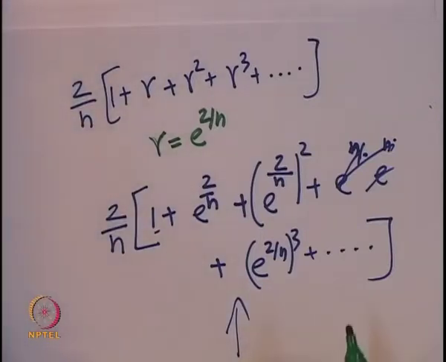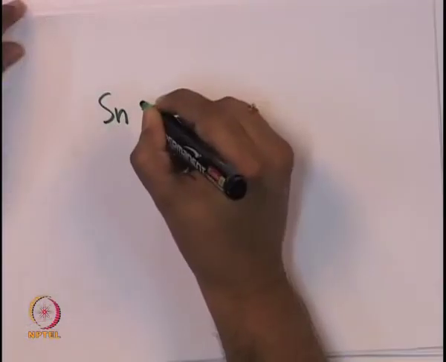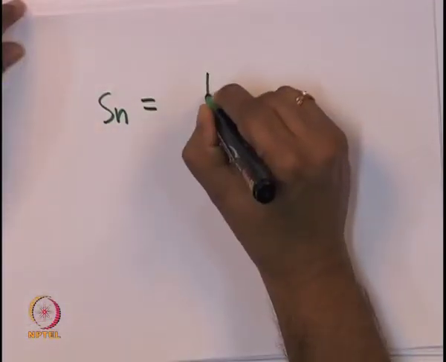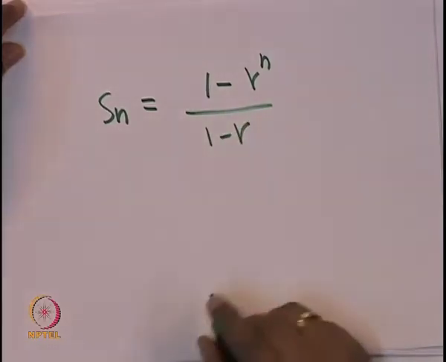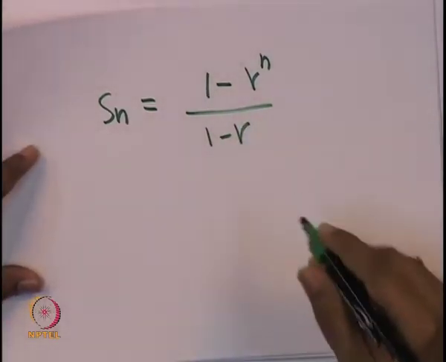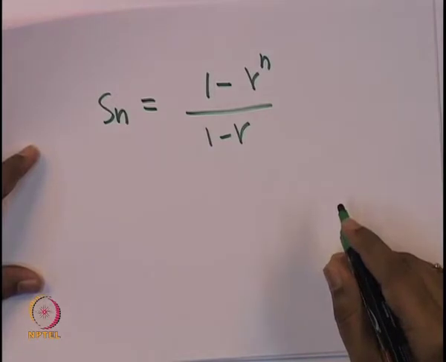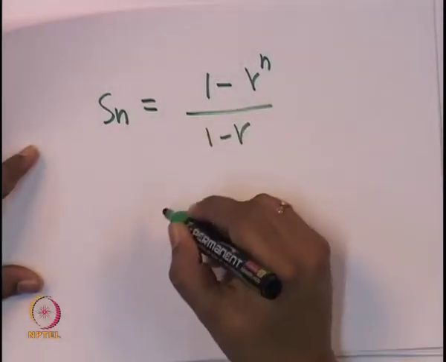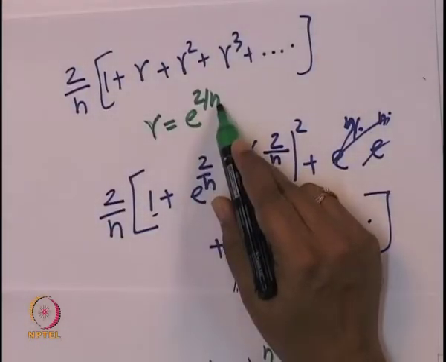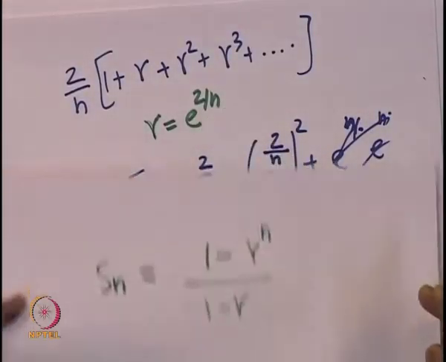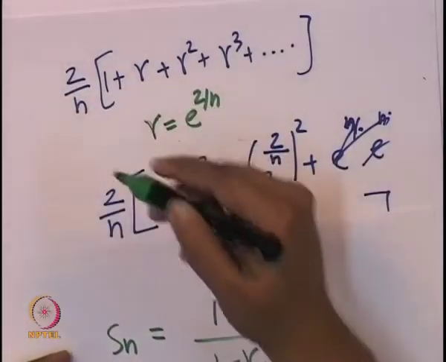The sum of a geometric series up to n terms, S n, is basically (1 minus r power n) divided by (1 minus r). We have learned this kind of formula. In our case, r is e power 2 by n.